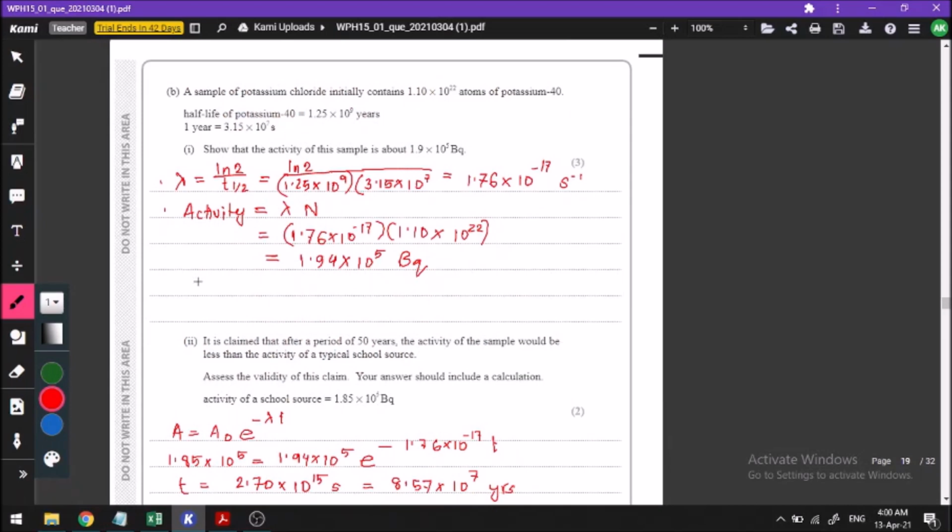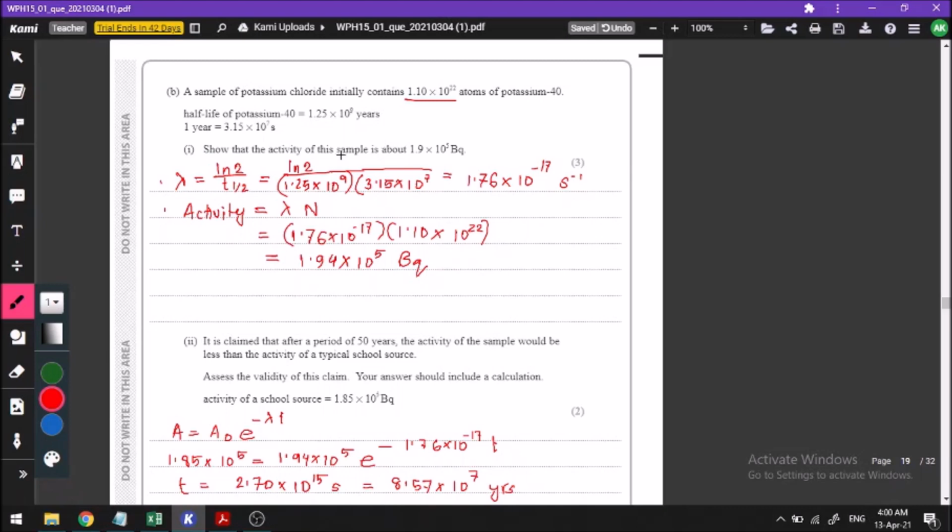A sample of potassium chloride initially consists of this many atoms of potassium-40. Half-life is this much. 1 year means this many seconds. Show that the activity of the sample is about this many becquerel. Okay, so the formula for activity is lambda N. N we know, it is given in the question, but we have to find lambda. The formula for lambda is ln 2 by t half.